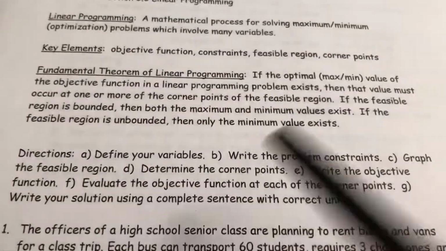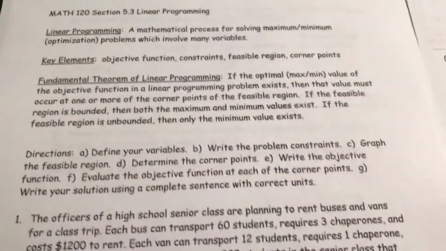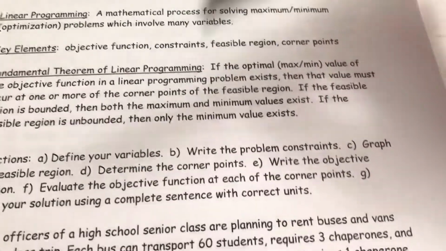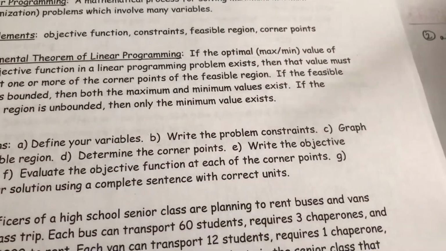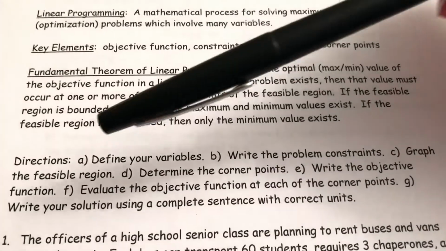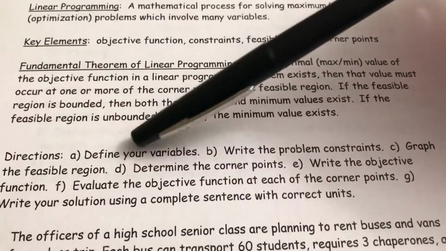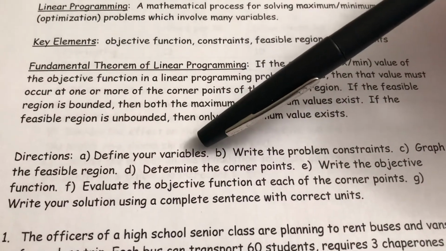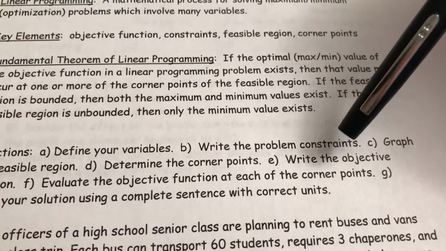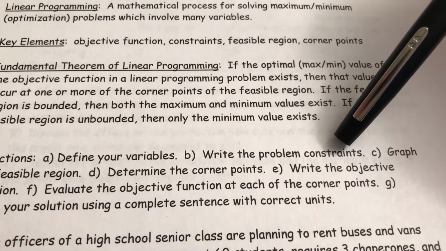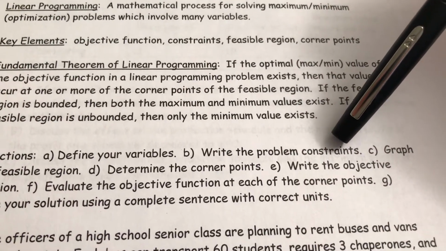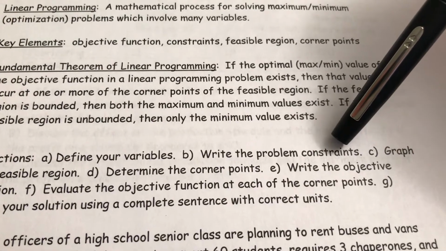All right, so we're going to do these problems with all of these directions, and you might remember these directions from the linear equations from the last exam. This time you're going to define your variables. You know that. Write the problem constraints. That's new. These are the inequalities. Before it was write the system of linear equations.